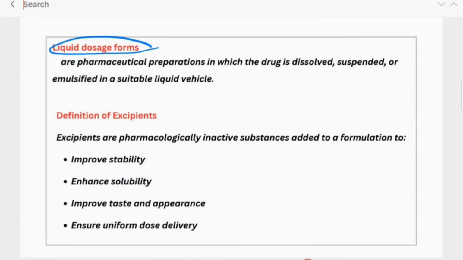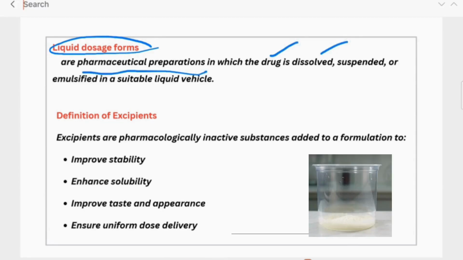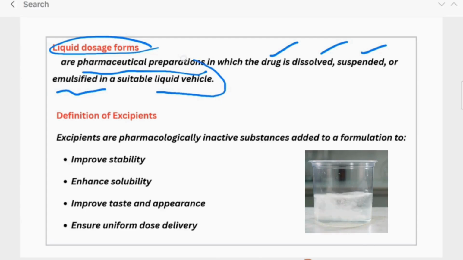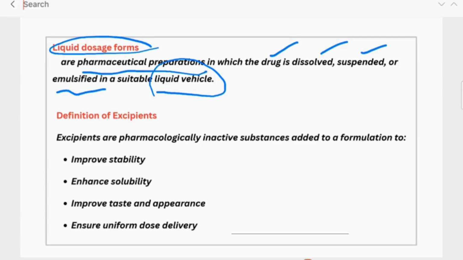So here the liquid dosage forms are the pharmaceutical preparations in which the drug is either in the dissolved condition, or it is suspended, or it is emulsified in a suitable liquid vehicle or solvent. Now what are the excipients? What is the definition of excipients?